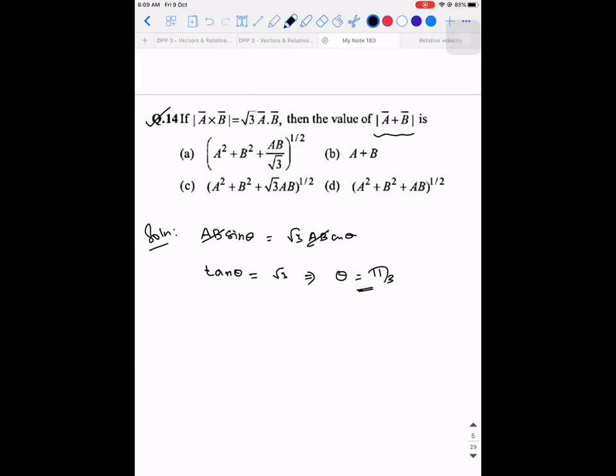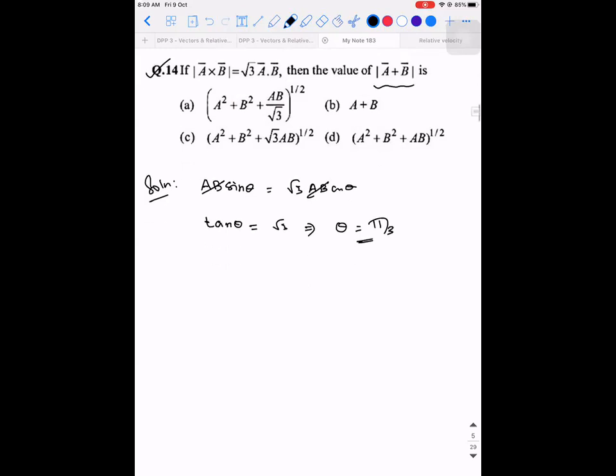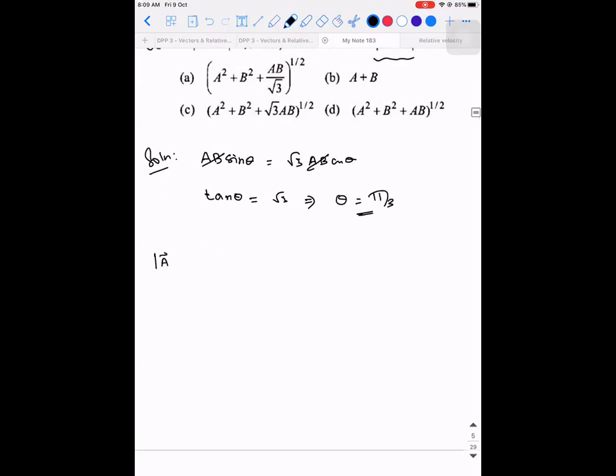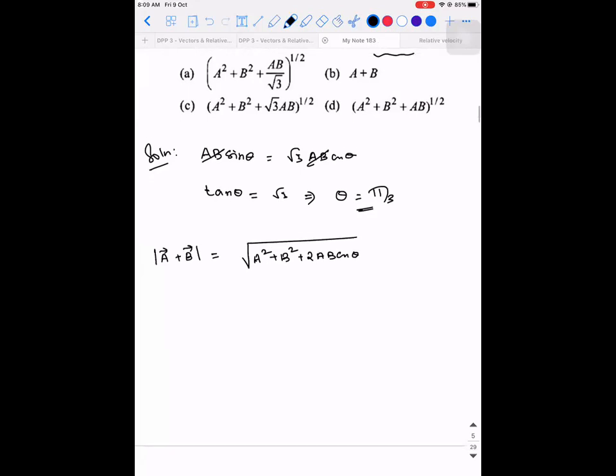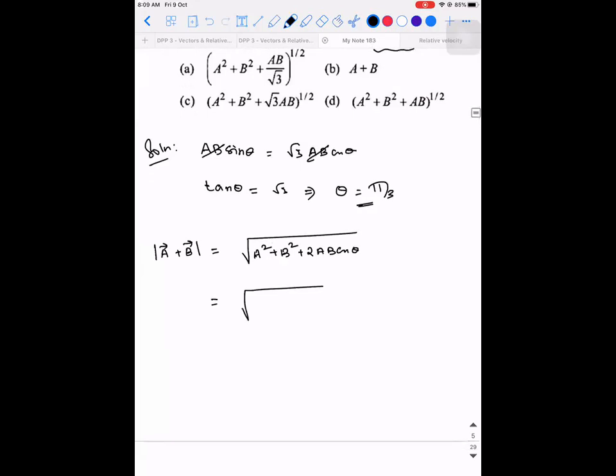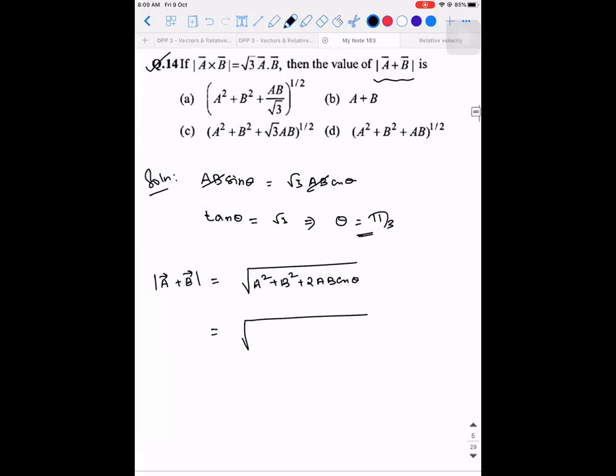Then they're asking what is the value of magnitude of A vector plus B vector. See, A vector plus B vector is triangle of addition. Magnitude of A vector plus B vector is a parallelogram law of vectors. Okay. So always remember this. Magnitude of A vector plus B vector is root of A square plus B square plus 2AB cos theta. So that will be root of, what is A square? Nothing is given, right? So A square plus B square plus 2AB into cos of pi by 3.